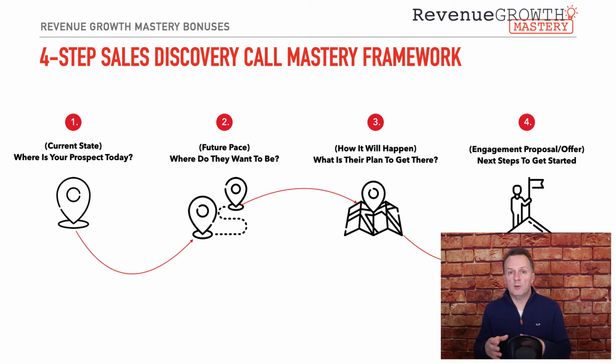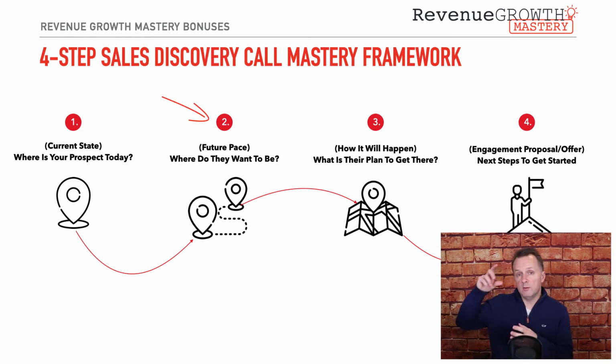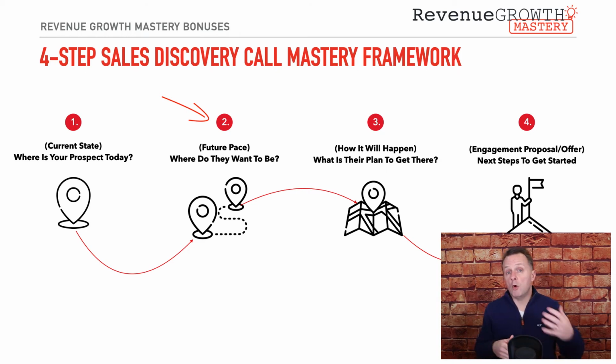The second thing you want to figure out is where do they want to be? What's their future pace look like? Where's their top of the mountain? Or what would their world be like if they got over this hurdle or over this challenge that they're currently experiencing? That's the second step.